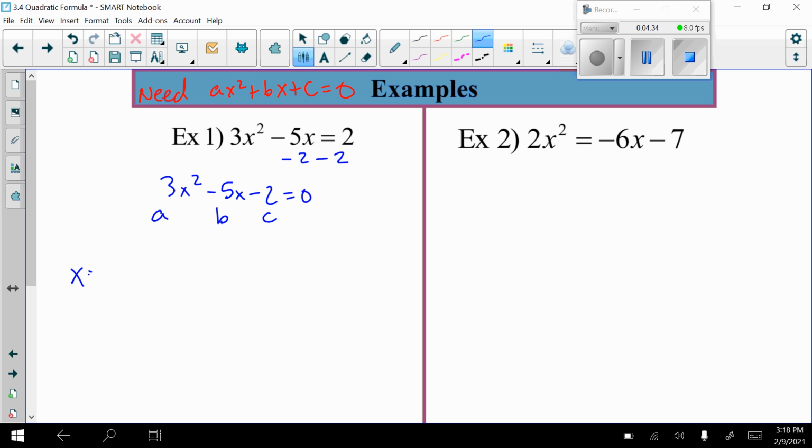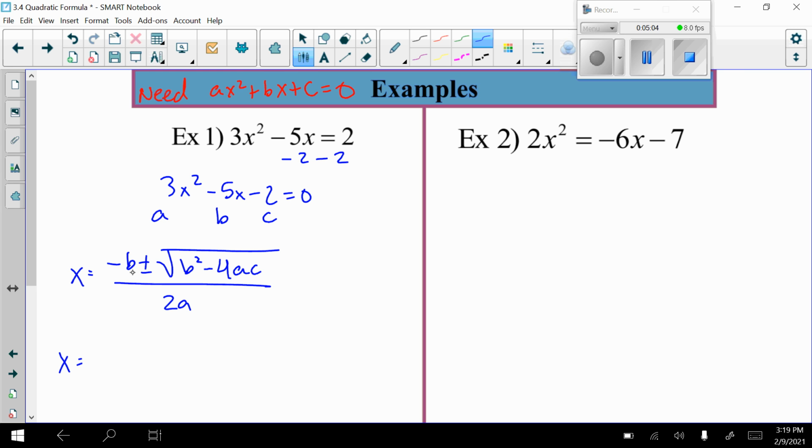So here's what the formula looks like. X equals -b plus or minus the square root of b squared minus 4ac all over 2a. Maybe you'll have that memorized by the end of the class. We'll see. So all you're going to do is take each of these pieces, a, b, and c, and put them into the equation. All right, so a is 3, b is -5, and c is -2. So let's go put all that in.